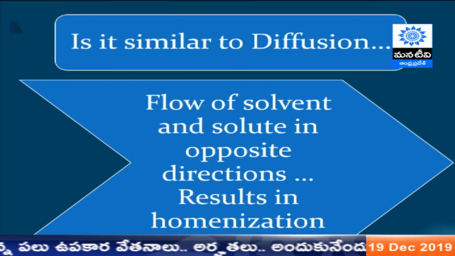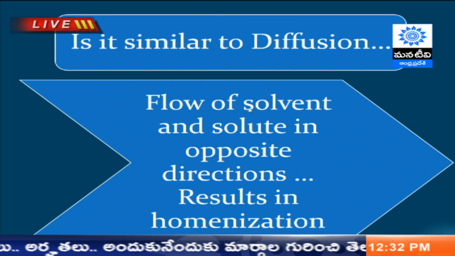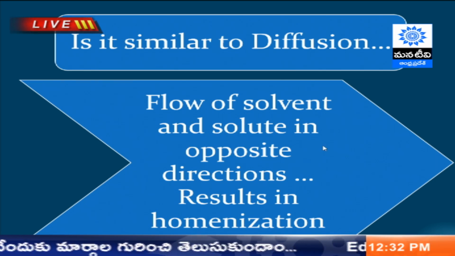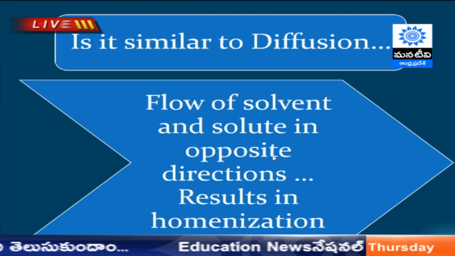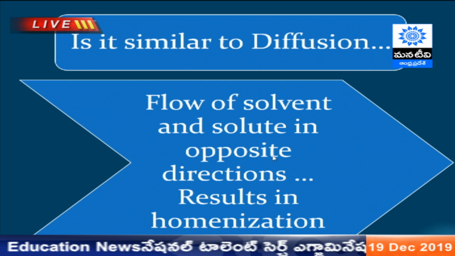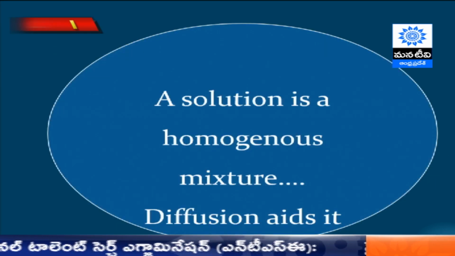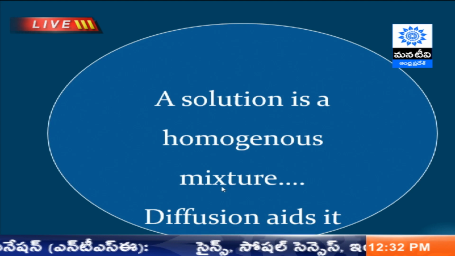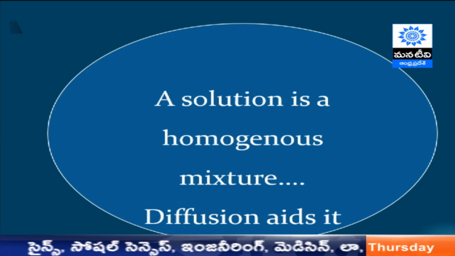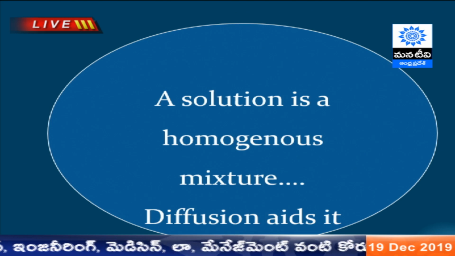Is it similar to diffusion? What is diffusion? Diffusion is flow of solvent and solute, both solvent and solute flow in opposite directions. It results in homogenization. Hence, whenever a solvent is added with a solute, due to diffusion, homogenization occurs and you get a homogeneous mixture. You know that a solution is a homogeneous mixture and diffusion aids in homogenization of the solution. It gives a homogeneous mixture of solution.